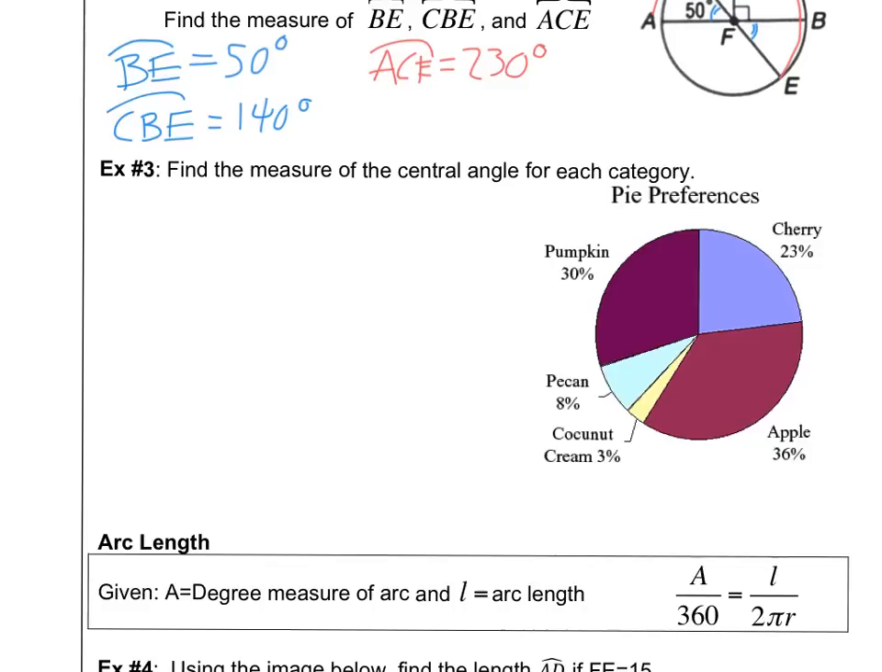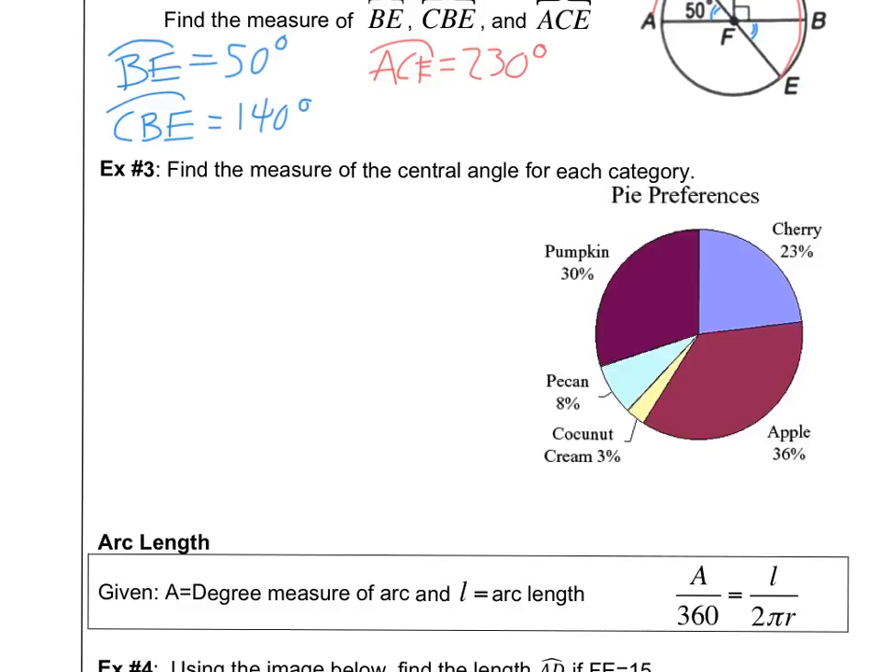Alright, example number 3. Find the measure of the central angle for each category. Okay, so this one's going to be a little bit more work, a little interesting. Basically, let's think about it this way. These percentages are all going to add up to 100, and all the angles are going to add to 360. So I should just be able to take a percentage of 360, and that would be my angle.